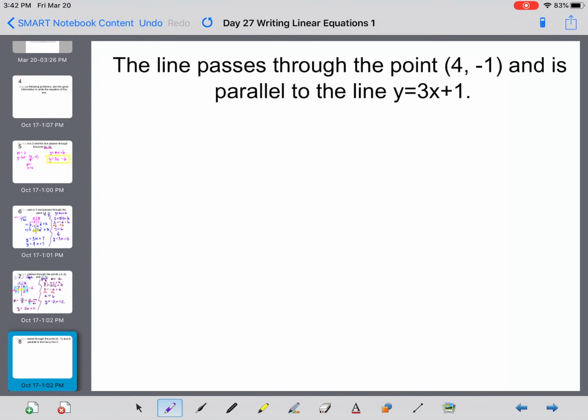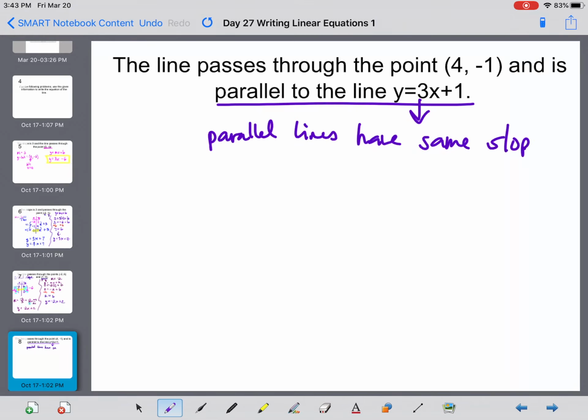This is going to be a little bit trickier here. So the line passes through the point 4, -1, and is parallel now to the line y equals 3x plus 1. So this is kind of crazy. If we have this parallel to a line that we know, remember what's true about parallel lines? Parallel lines have the exact same slope. So that means you need to go to this equation and identify what the slope is. Well, this slope is 3. So we're going to use that information. Now, I don't need anything else from this equation, so I'm just going to cross that out and not even look at it.